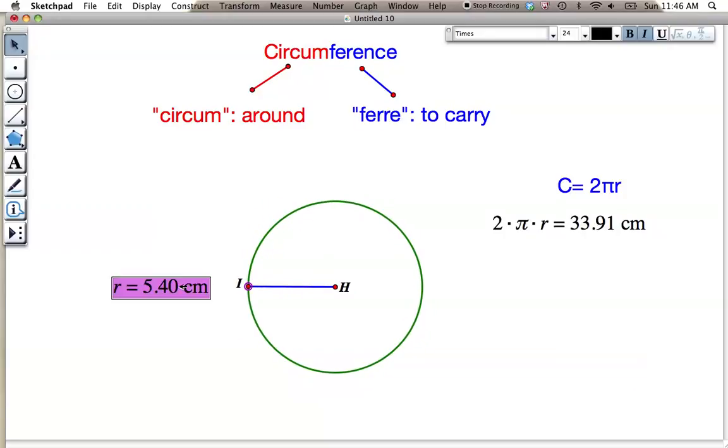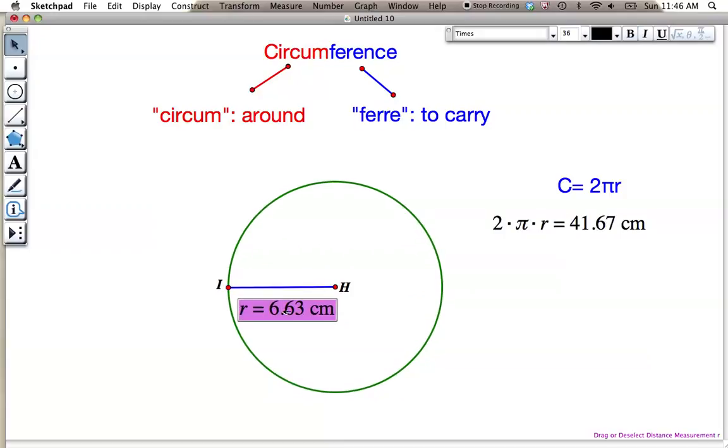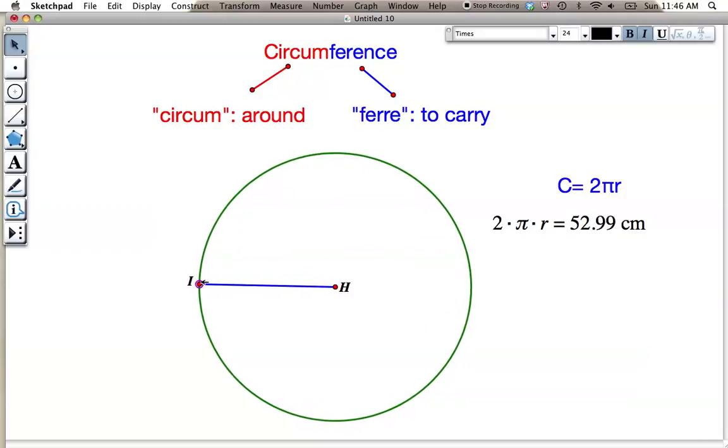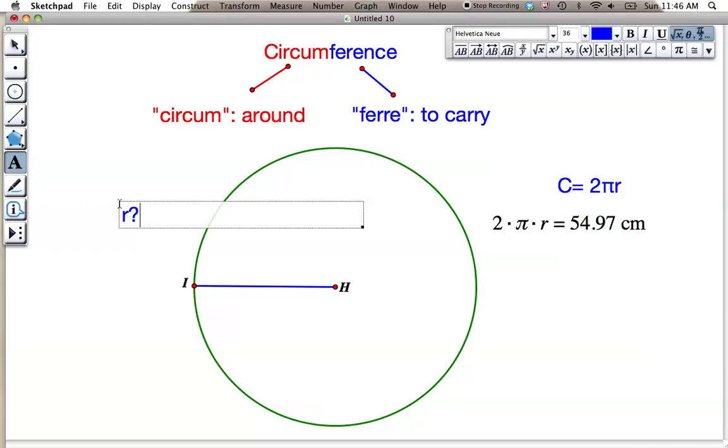And so let's have a little challenge now. Now I'm going to hide the radius, change the radius, and thus the circumference. And it's going to be your job to figure out what the radius must be if I only give you the circumference. So if I tell you that the circumference of a circle is 54.97 centimeters, what is the radius equal to?